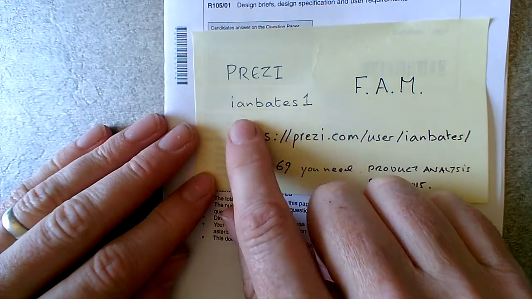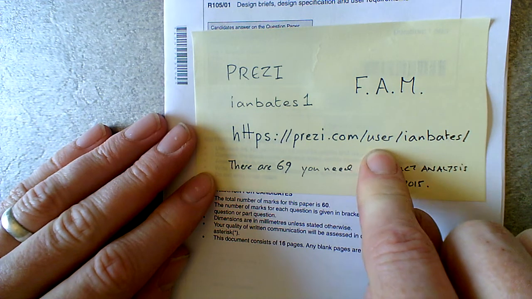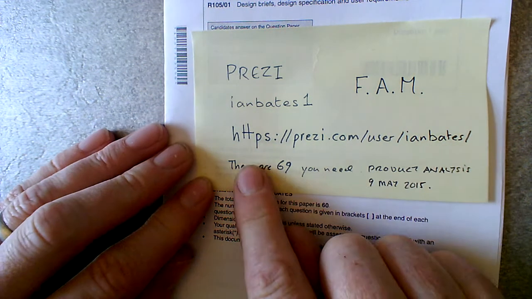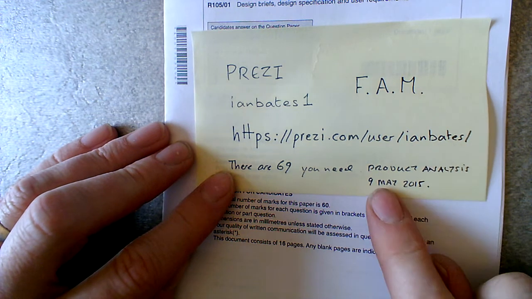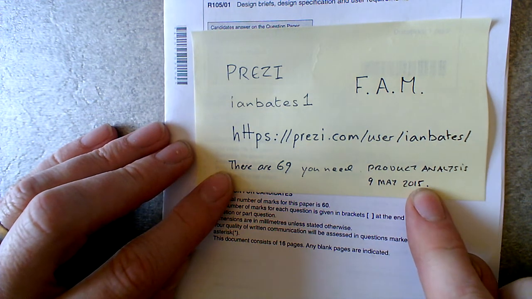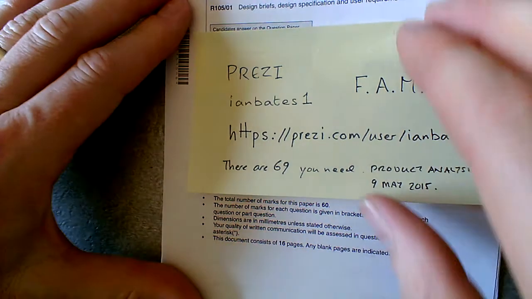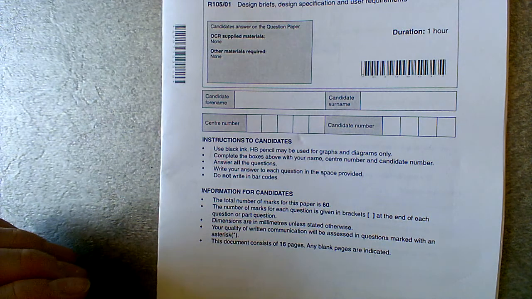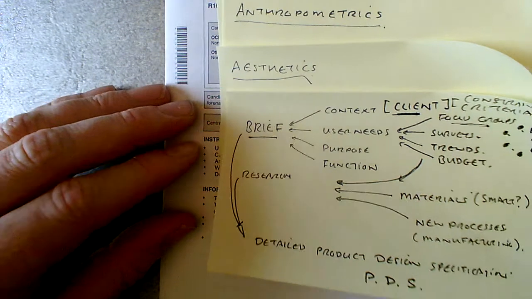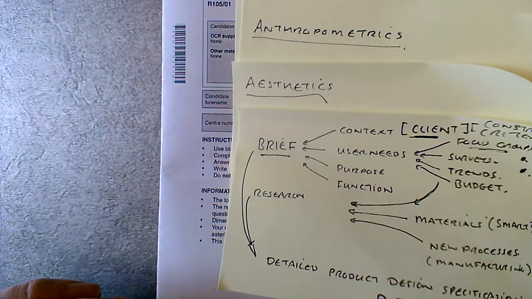So if you look for Prezi and look for Ian Bates, prezi.com/user/Ian Bates/, there are 69. So you're going to need to find, and you're looking for product analysis, and it's from the 9th of May 2015, which was from the last time I updated it, and it'll take you through function, aesthetic and manufacturing. And this looks at constraints, criteria, it looks at the anthropometrics and ergonomics, these sorts of factors in part of your consideration for a design.